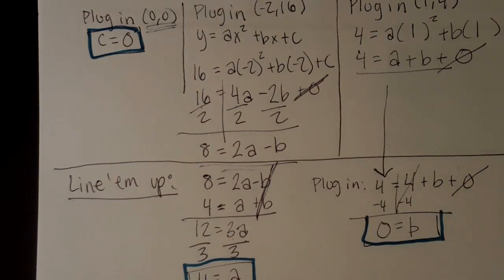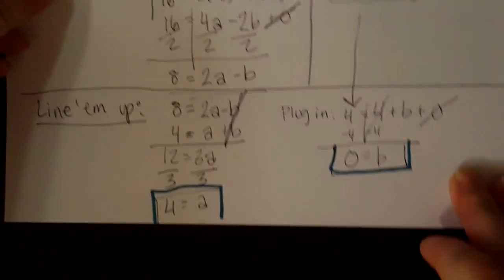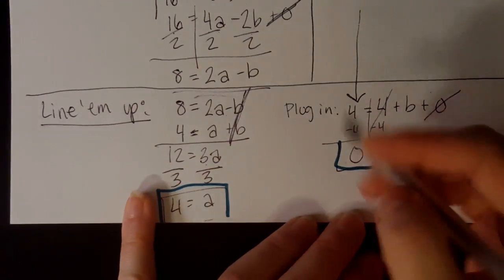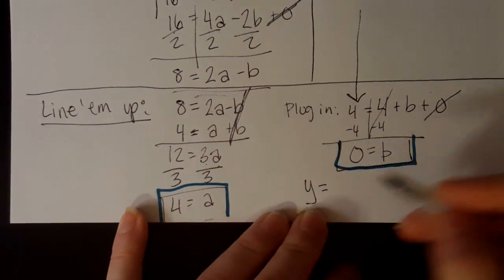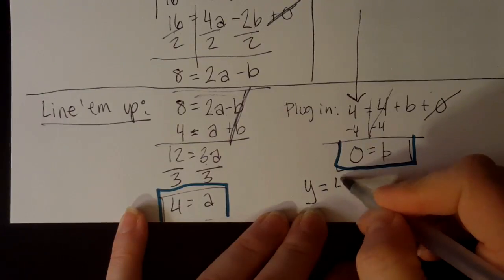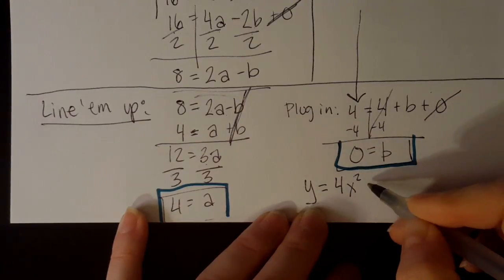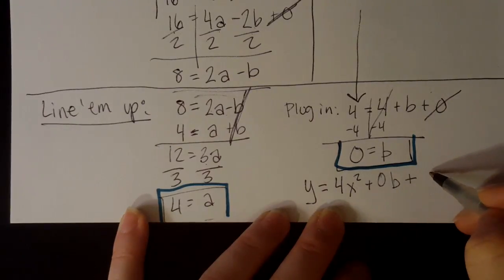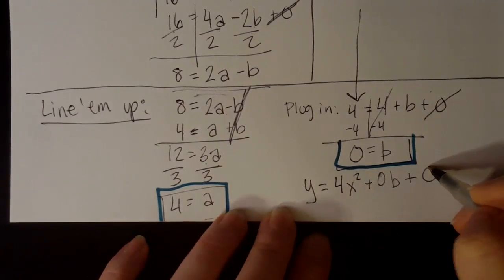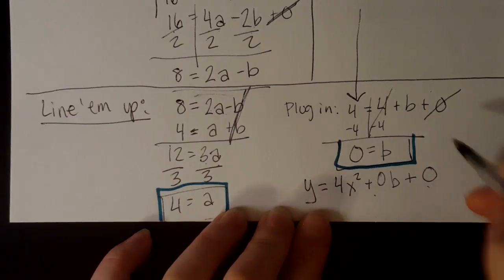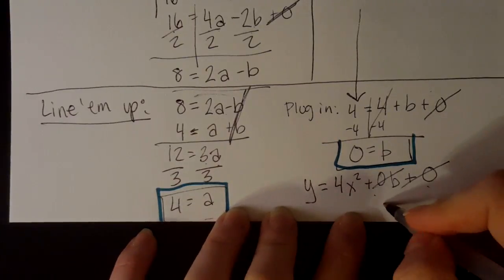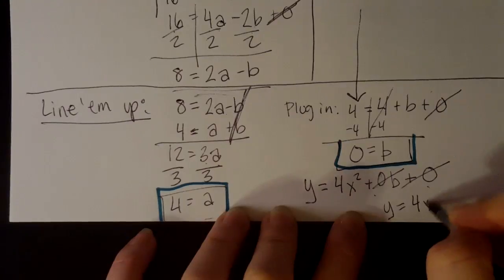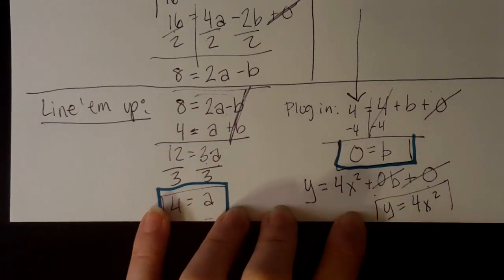Let's see what our equation looks like when we plug that in, because remember, the equation is the answer. y equals ax squared plus bx plus c, so A is 4, x squared, plus 0b plus 0 as C. Do we need to write 0b and 0? I don't think so. So my answer would be y equals 4x squared, like so.